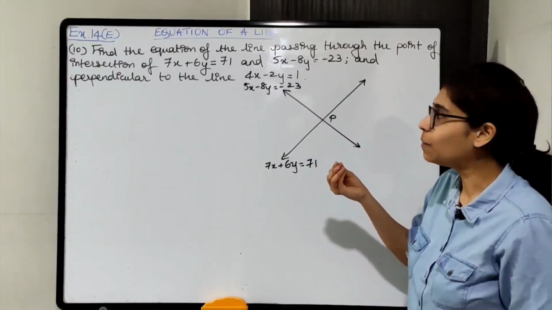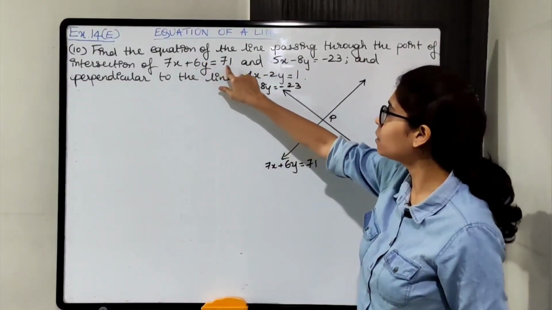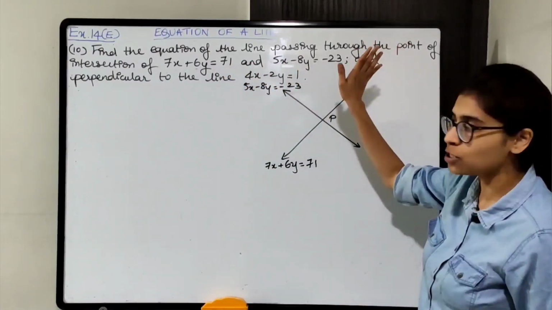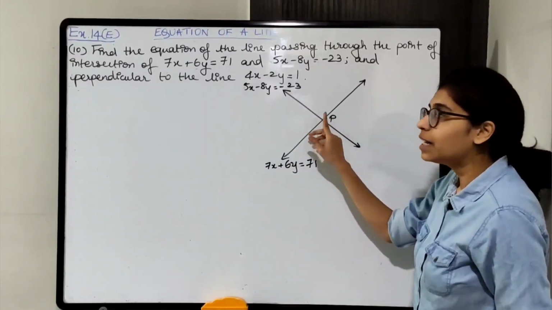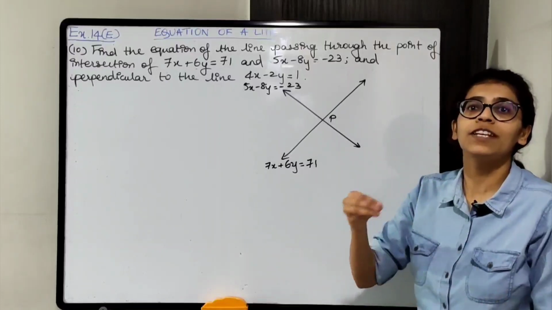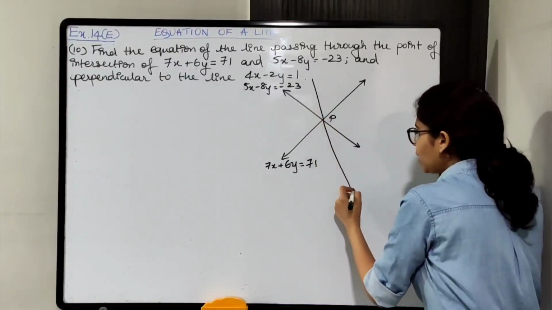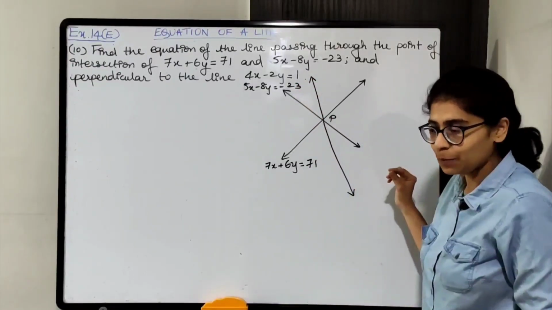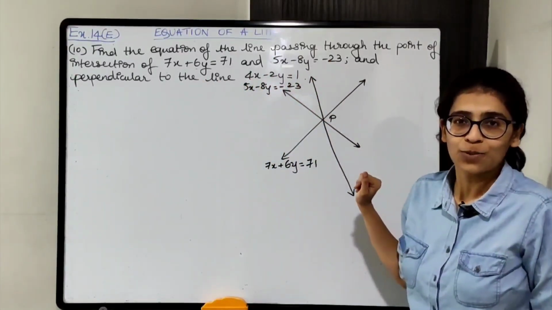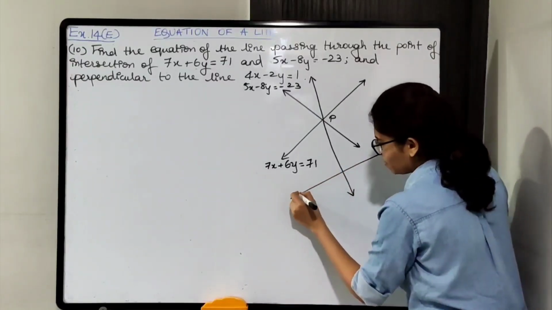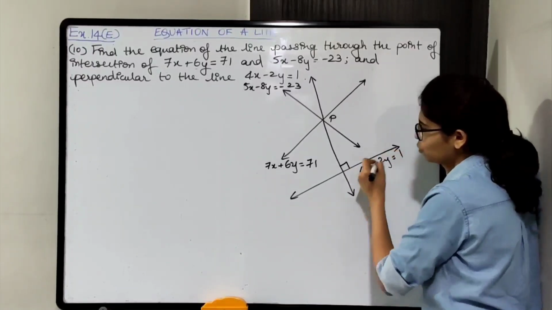So read the question carefully. Find the equation of the line passing through the point of intersection of 7x plus 6y equals 71 and 5x minus 8y equals minus 23. These two lines are intersecting at this point and through this point there is one more line passing whose equation we have to find out. It is perpendicular to the line 4x minus 2y equals 1.